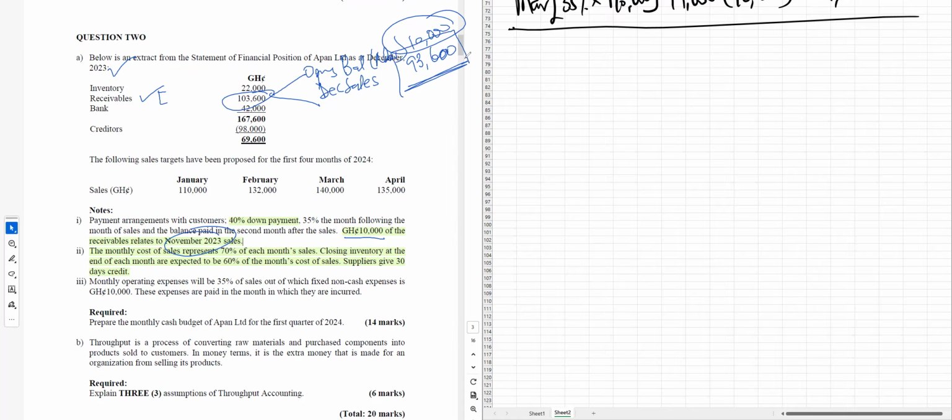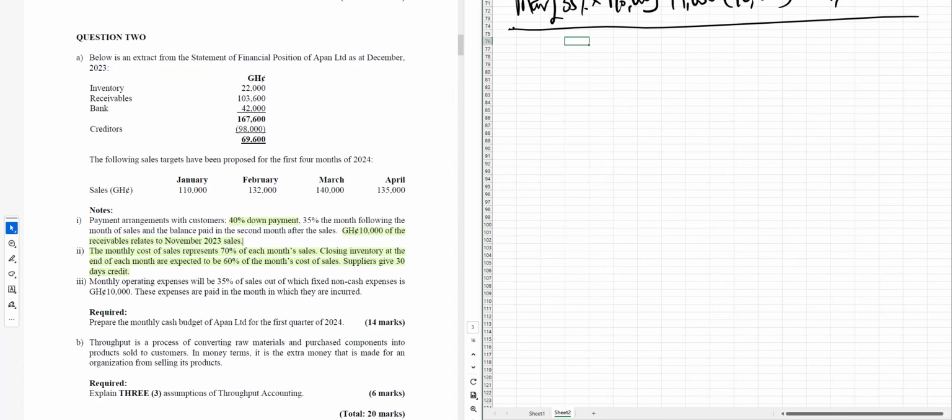And this one relates to December purchases. They've given it to us. But anyway, let's find the cost of sales. We can work it out and let's see. So in that case, cost of sales.